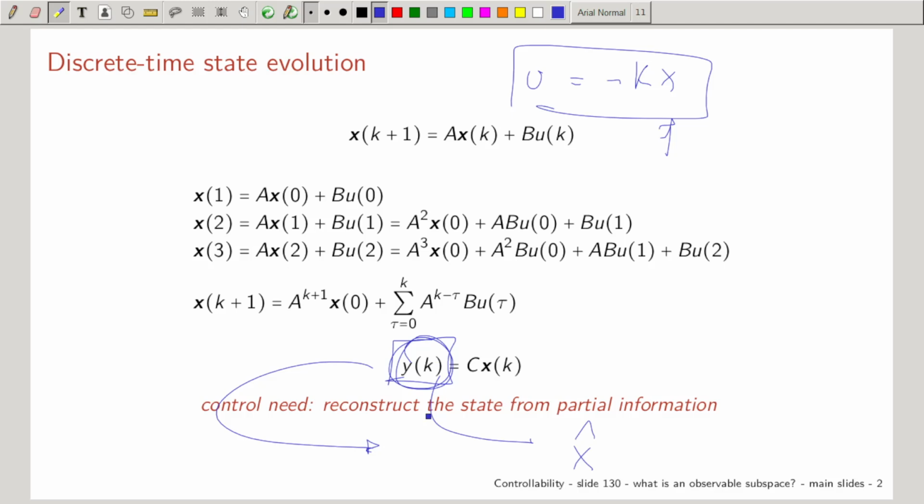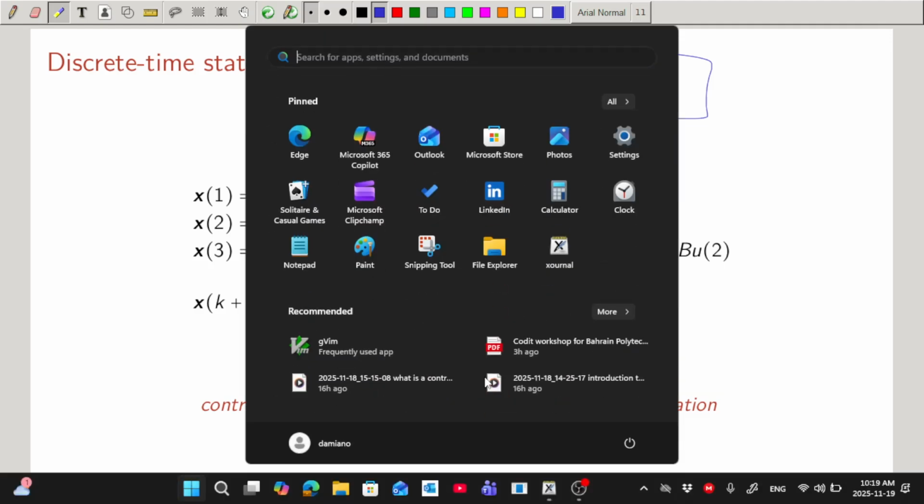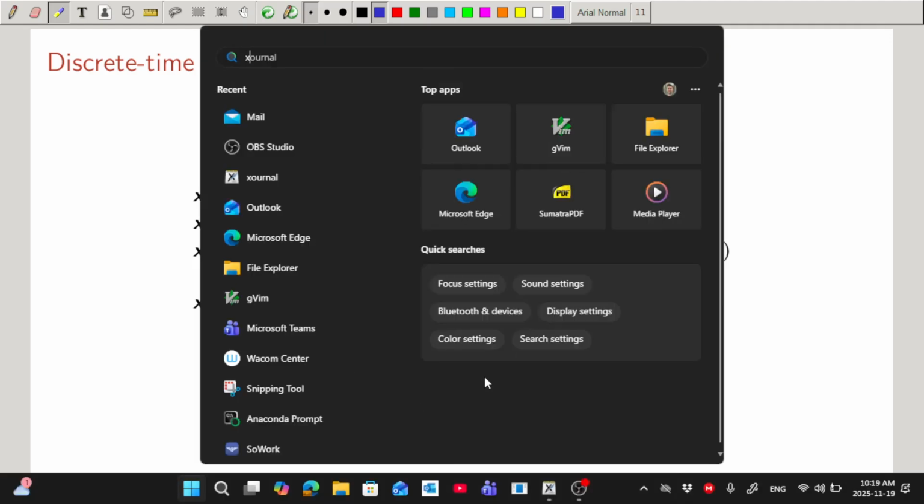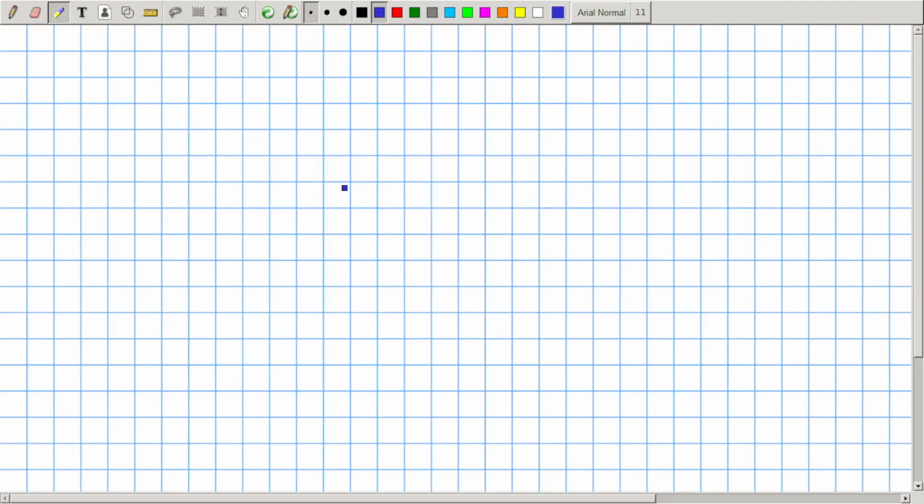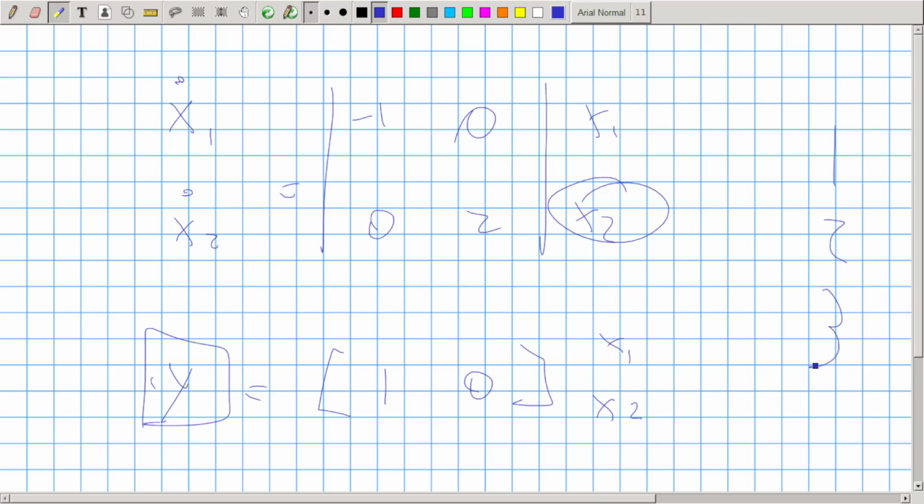The important point that I want to raise in this module is that sometimes some parts you cannot reconstruct. Let's make a very simple case so that you see what I mean. Let's pretend that we have x1 dot, x2 dot equals minus 1, 0, 0, 2 times x1, x2. y is equal to 1, 0 times x1, x2. Are you going to be able to estimate x2 starting from y?